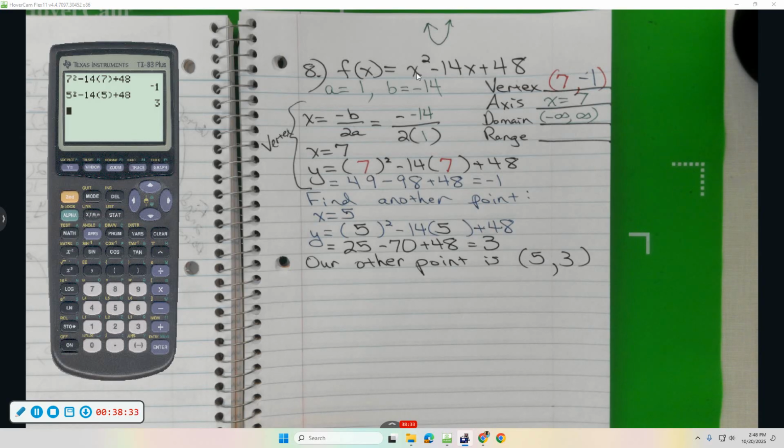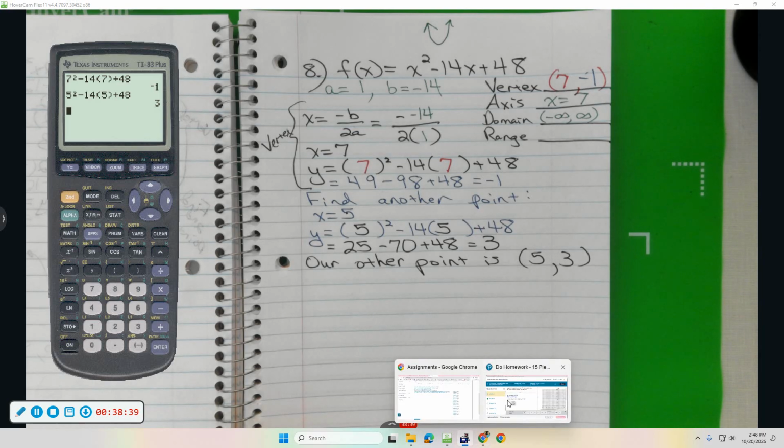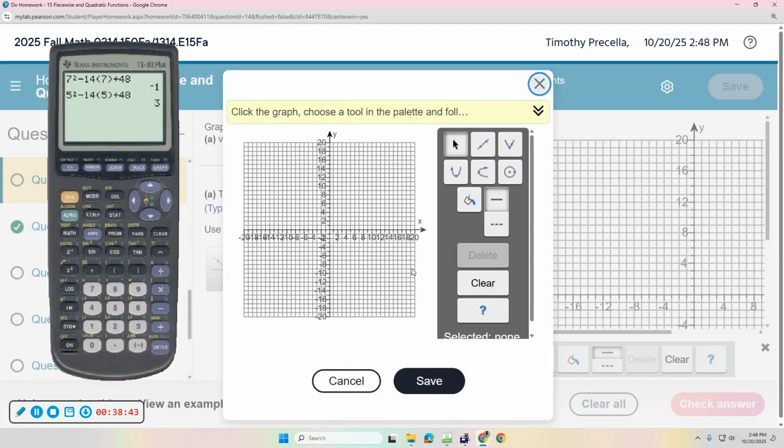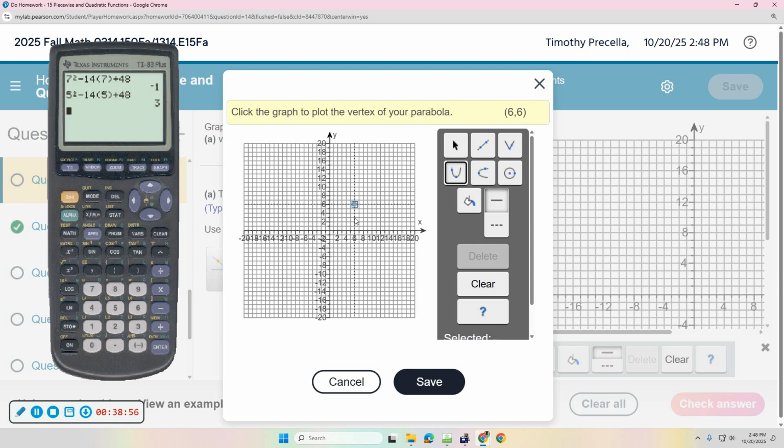How do I know which one might be okay? Well, it's got to be between 20 and negative 20. You have to choose an x value that'll give you a y value between whatever's used on the y-axis, and in this case it's between negative 20 and positive 20. So you choose your vertical parabola tool, and then it tells you to plot the vertex. The vertex is at 7, negative 1.